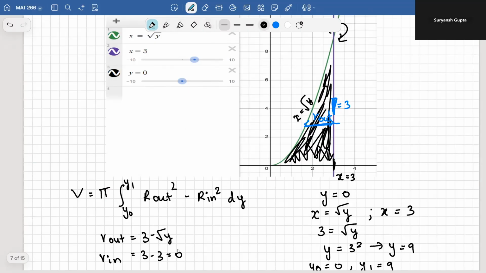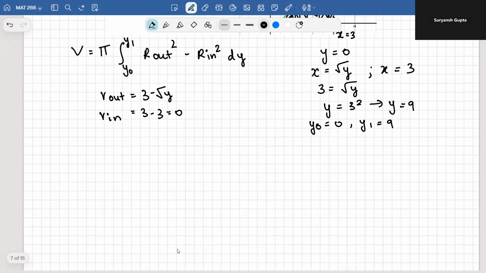So now we have our r out, r in, and our two bounds. We can plug everything into the formula, and we get V is equal to pi, integral from y0, which is 0, going to 9.